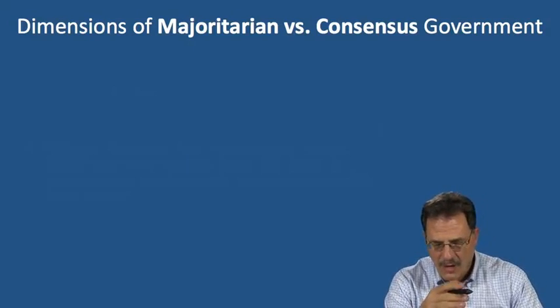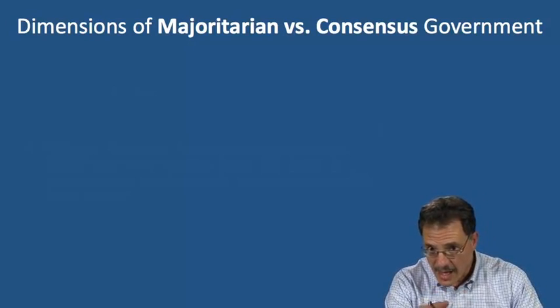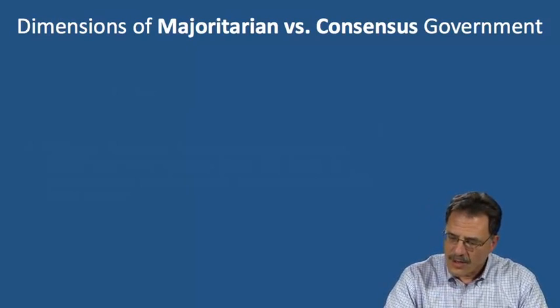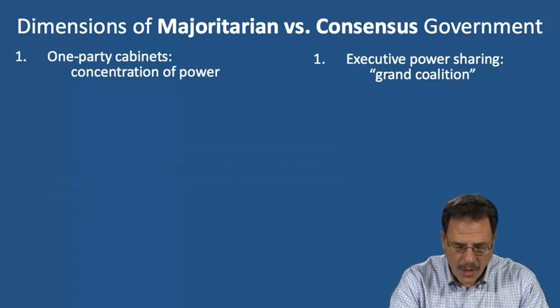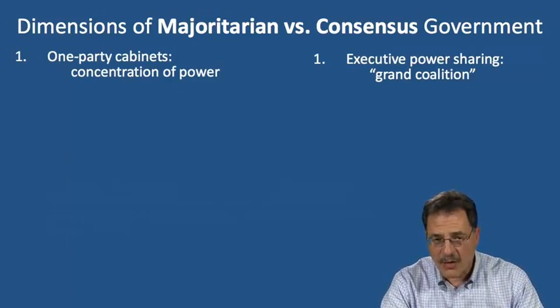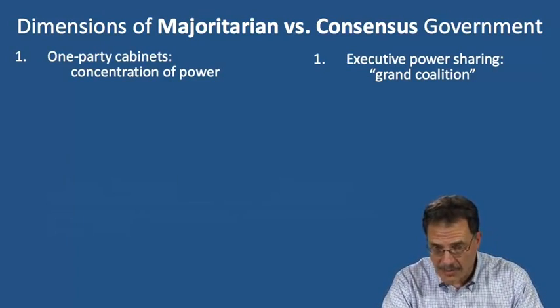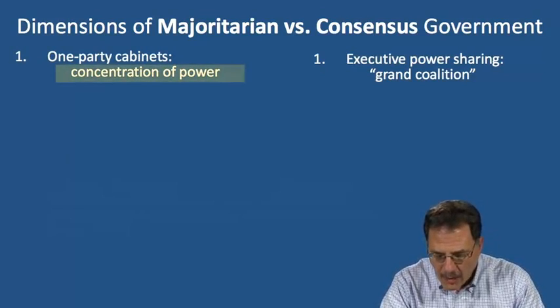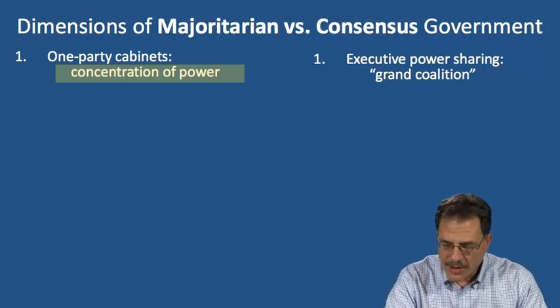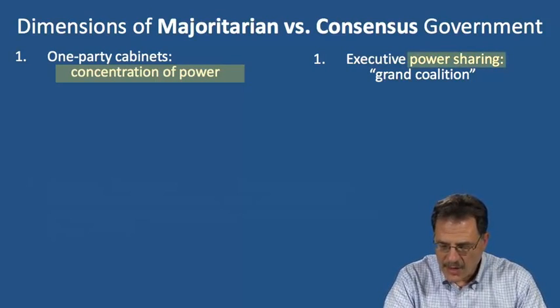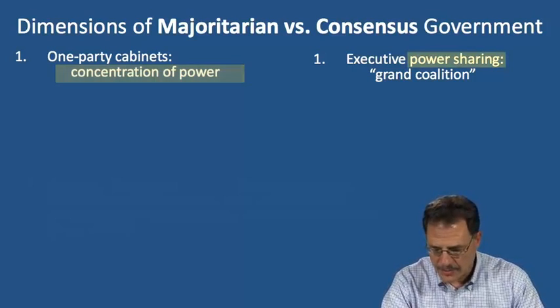Keep in mind, one veers toward decisiveness and another towards inclusion and the diffusion of power. So first we have the dimension of whether one party will be dominating and ruling for a period of time, not indefinitely. You have power concentrated in a single party ruling in the executive branch of government. The alternative in the consensus model is power sharing in a grand coalition.